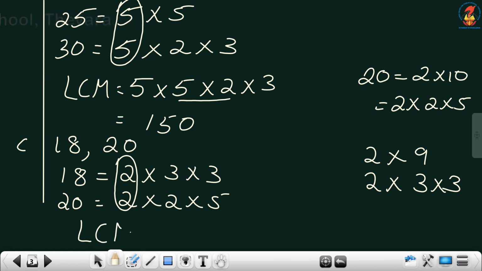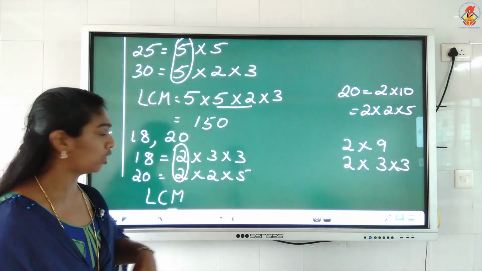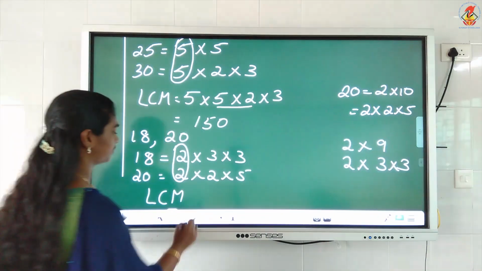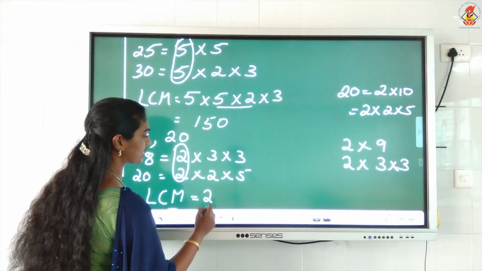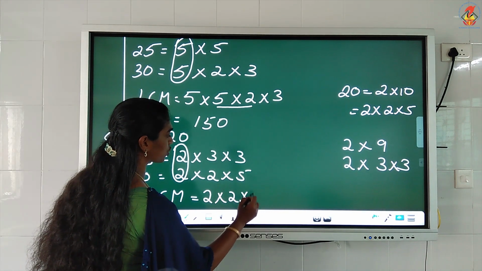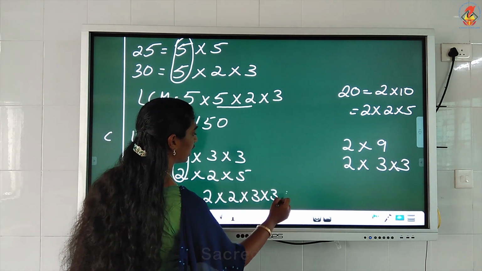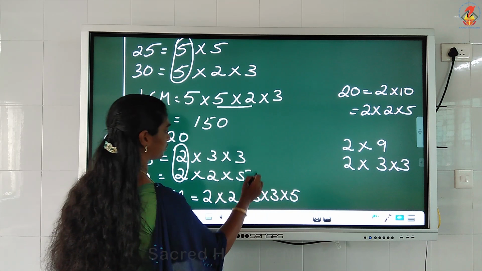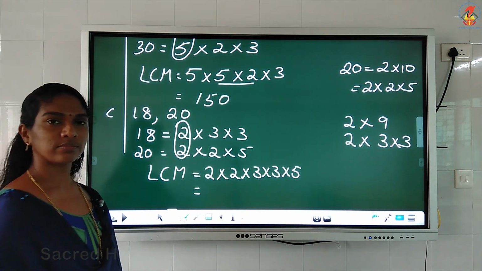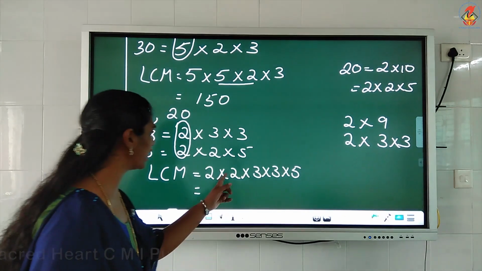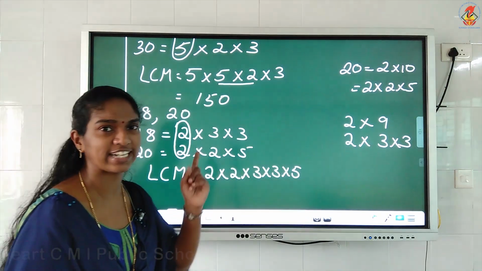So what is the HCF? What will be the HCF, children? HCF is only 2. But when it comes to LCM, take 1 from this. Then what is left? 4 numbers are left here: 2 into 3 into 3 into 5. So what do you get? Just multiply and see. Again you can take 2 and 5 first. 2 and 5, you will get 10.